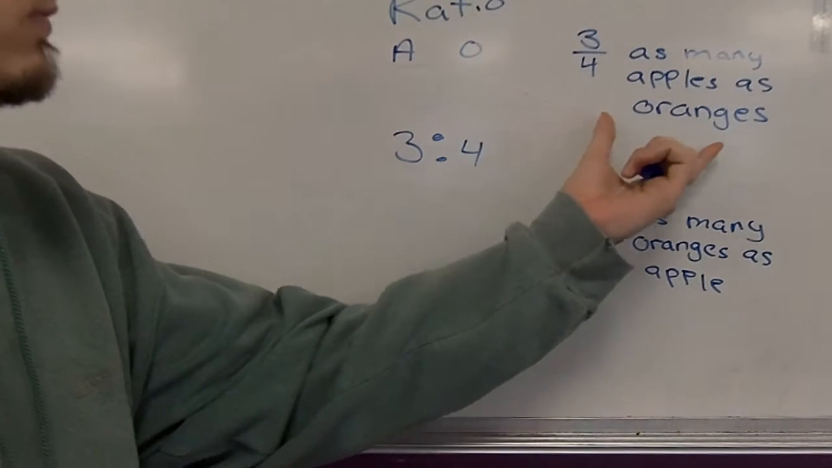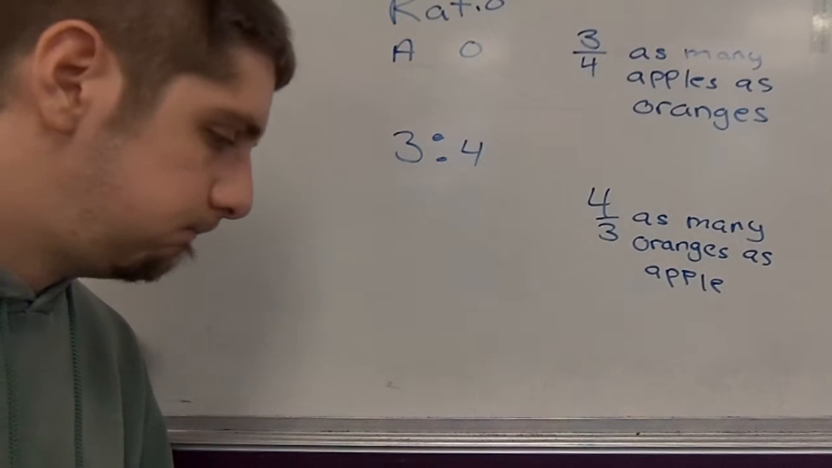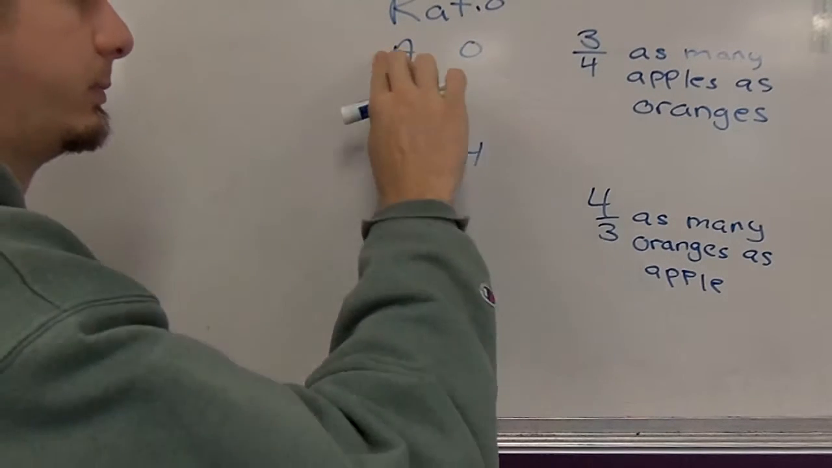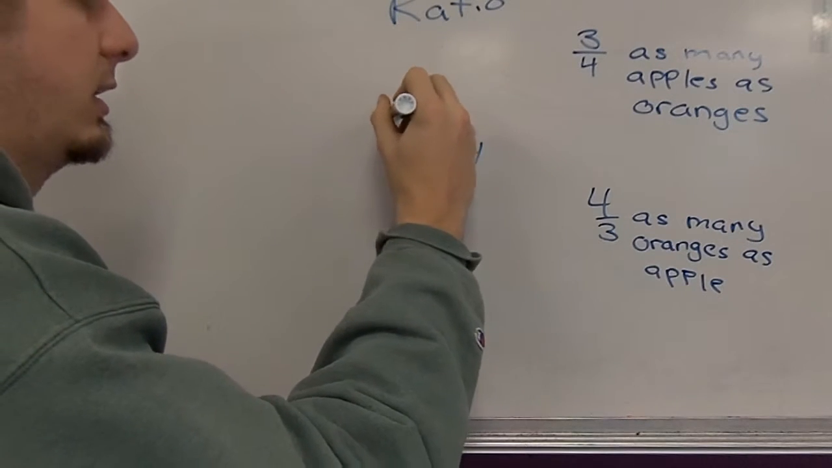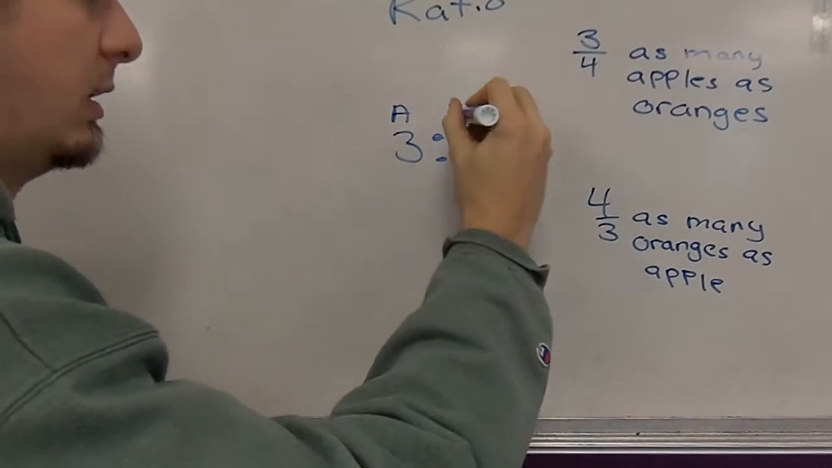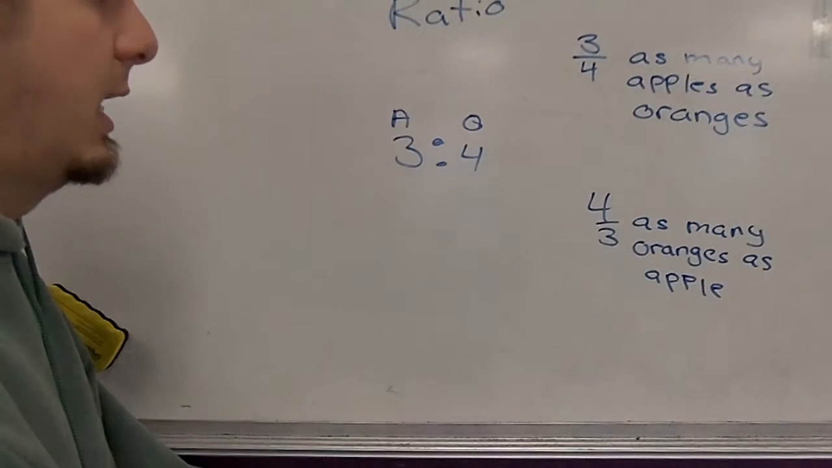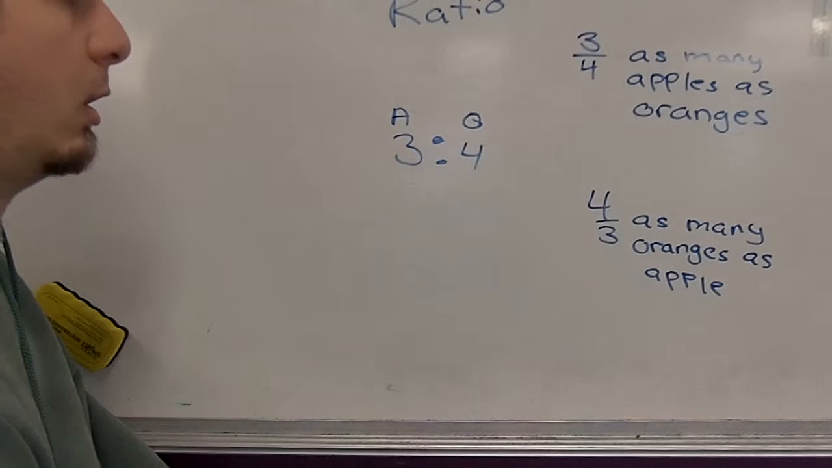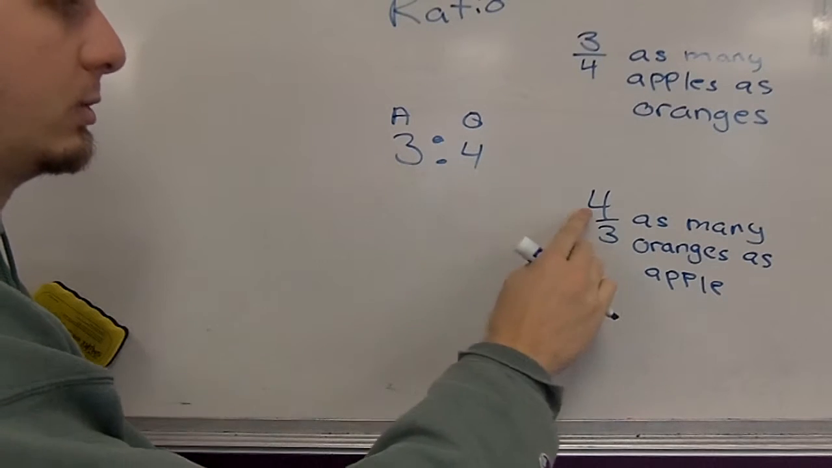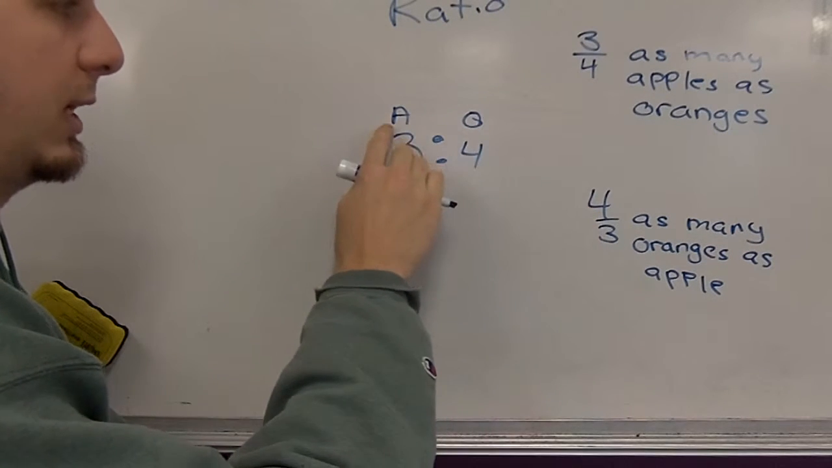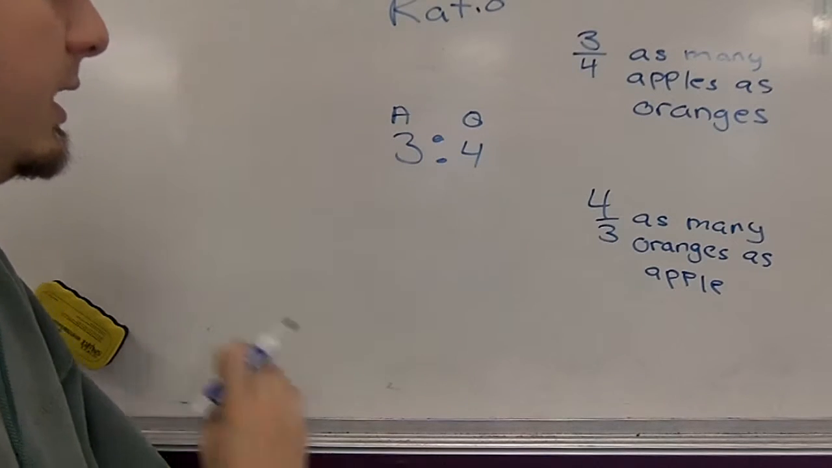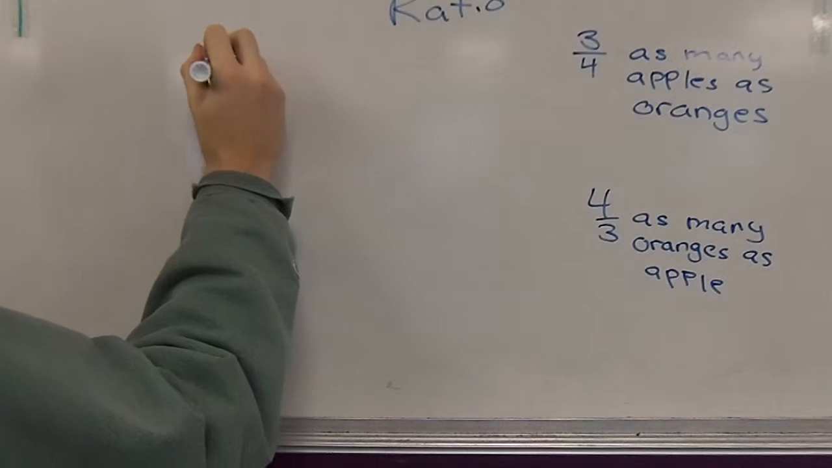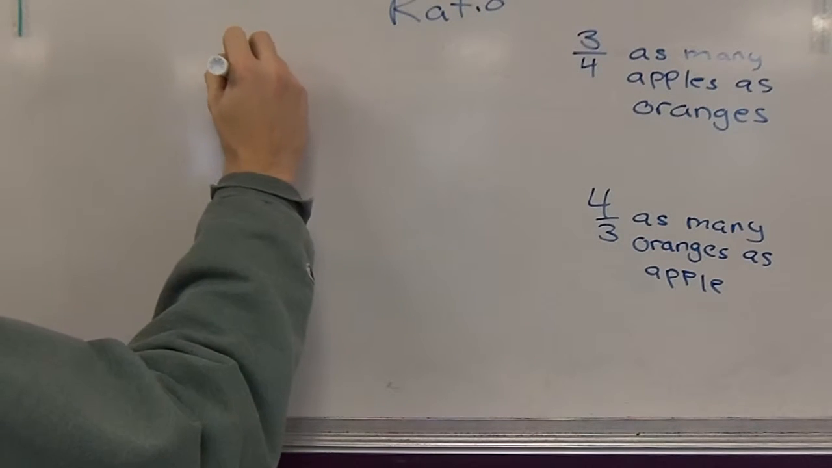So given this information we have over here, when I have a 3 to 4 ratio, it's telling me one of two things. It is telling me that I have 3/4 as many apples as oranges, or I have 4/3 as many oranges as apples. Okay? So with that information, what can I do with that information? I'm going to move my ratio over here so I have a little bit more room.